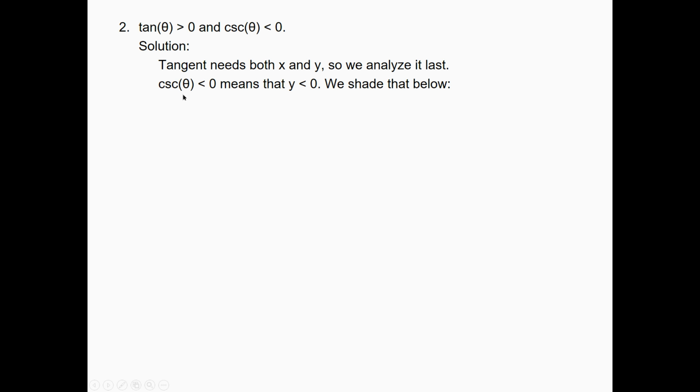Number 2, tangent of theta is greater than 0 and the cosecant of theta is less than 0. Now, tangent is y over x, so it takes both of them. Positive over positive is positive, but a negative over a negative is also positive. So we're going to analyze the tangent last because it takes both of them. Now, cosecant less than 0 means that y is less than 0. I may have said that wrong. Cosecant is the reciprocal of sine. So, y less than 0, we're below the x-axis.